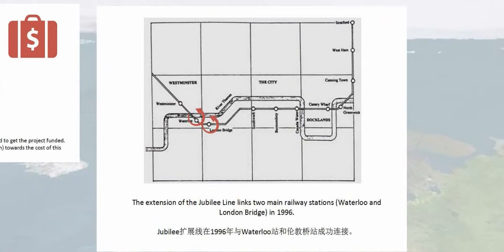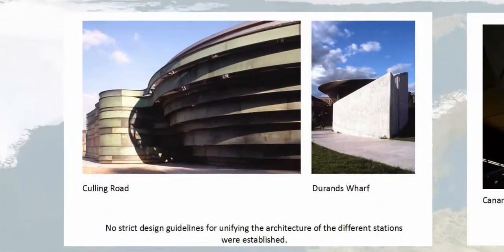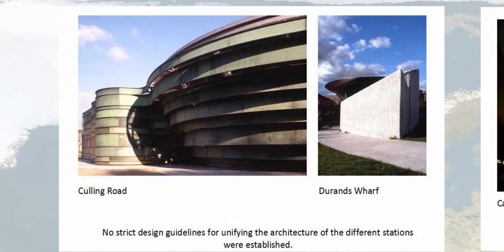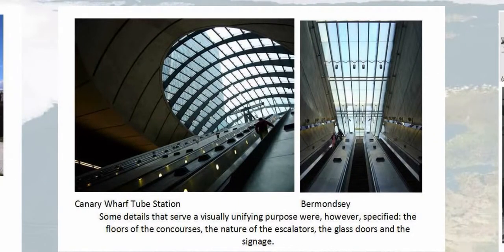The extension of the Jubilee Line links two main railway stations, Waterloo and London Bridge, in 1996. The tunnels are relatively deep because they run under existing buildings and also under the River Thames. No strict design guidelines for unifying the architecture of the different stations were established. Some details serve a visually unifying purpose, such as the floors of the concourse, the nature of the escalator, the glass doors, and the signage.